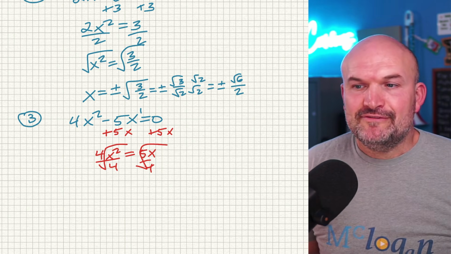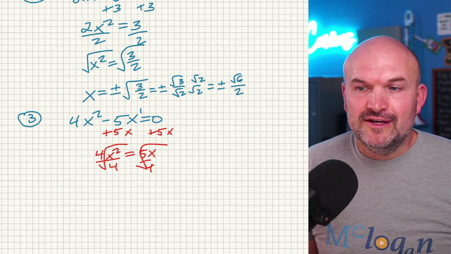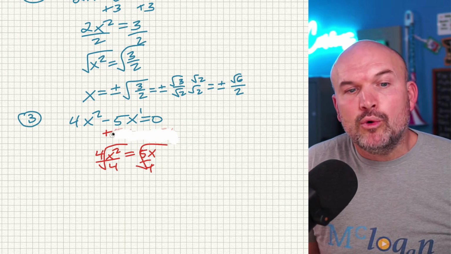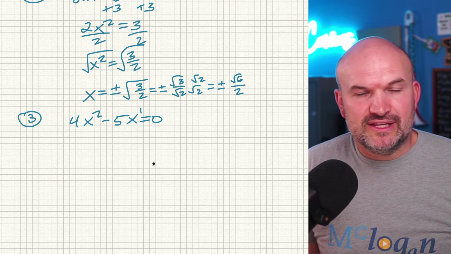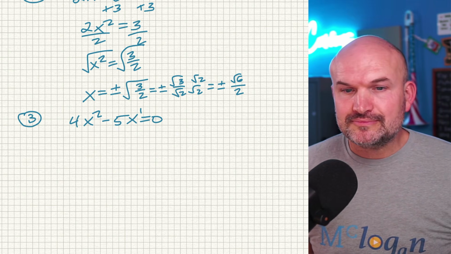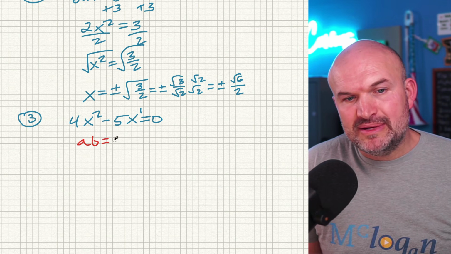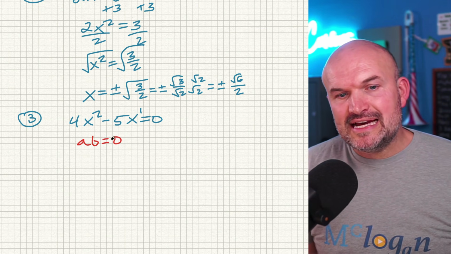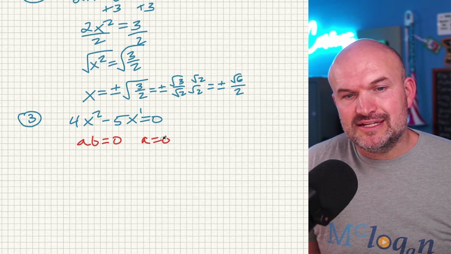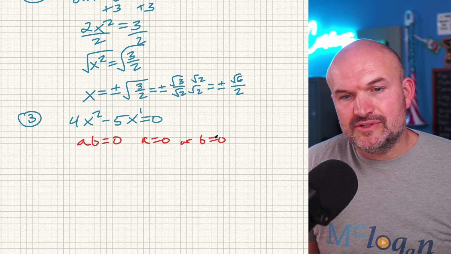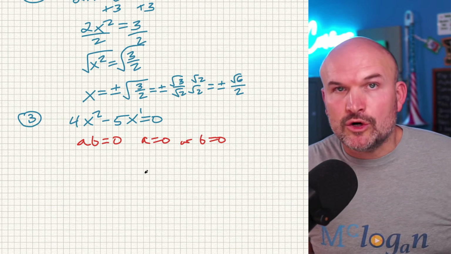So we need to think differently, or maybe not think differently. We need to understand something important that can help us solve for this when we have 2 x's. And that answer is going to come in the form of a times b is equal to 0. If a times b is equal to 0, then a is equal to 0, or b is equal to 0. This is what we call the zero product property.